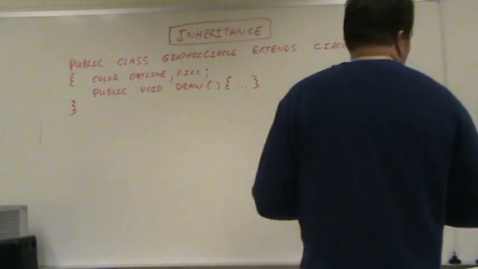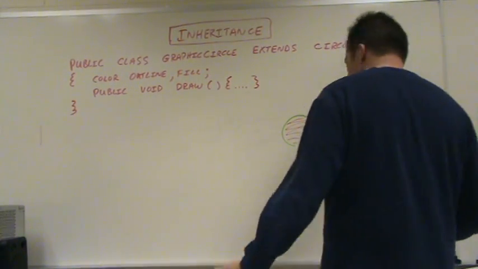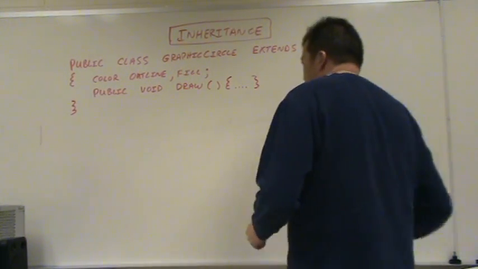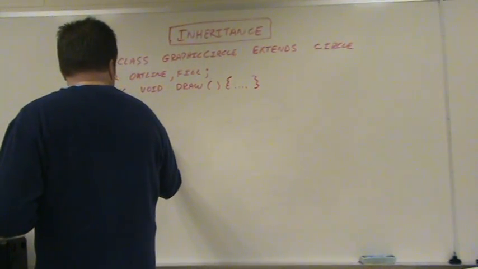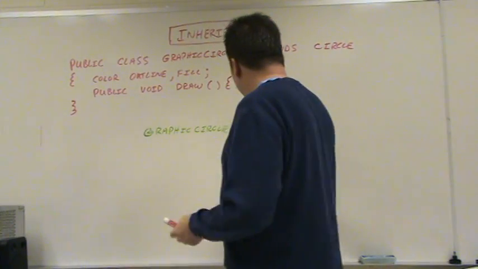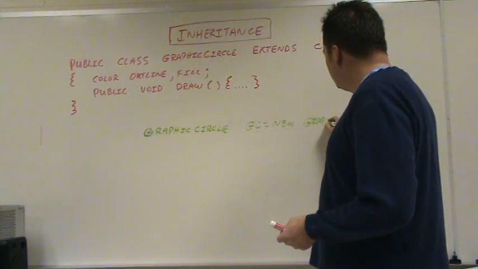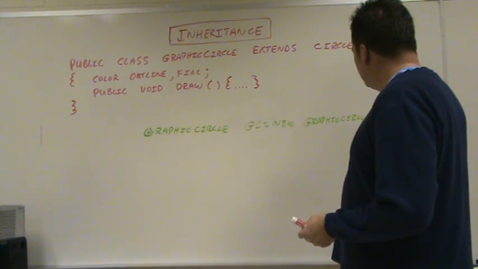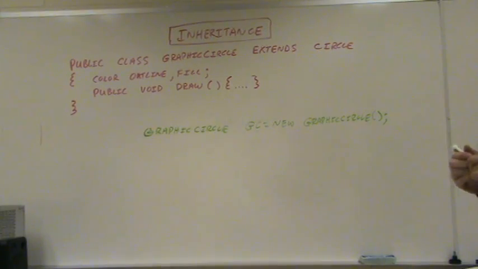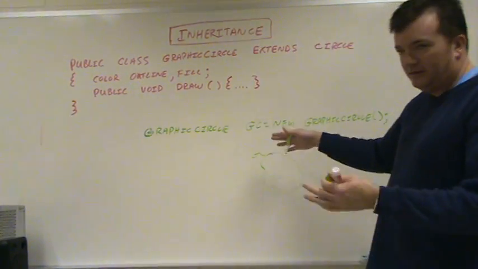Okay. So now if we create an object of type graphic circle, we have the concept of constructors. What would happen if, somewhere else in our code, we said graphic circle GC equals new graphic circle? What's in green is somewhere in some other code. We're now trying to create an object called GC, and in here is going to be the definition of a graphic circle.